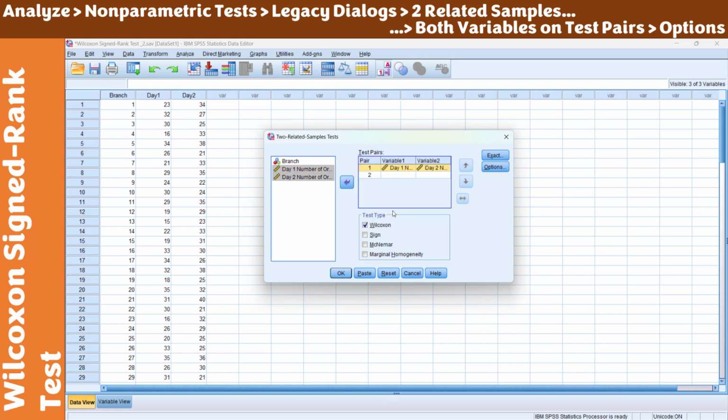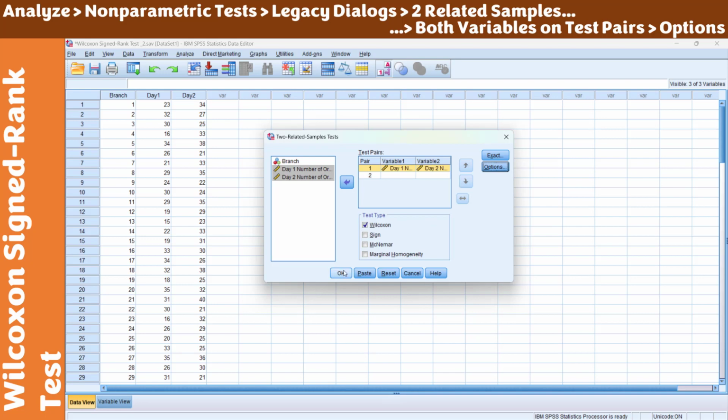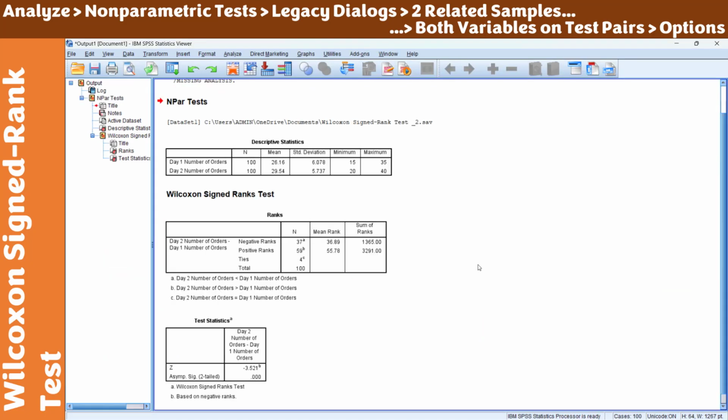Now, take note that our Wilcoxon has already been checked here. Let's just visit Options for descriptives, because we would like descriptives for a better explanation and interpretation later. So check Descriptive, click Continue, and now you're ready to click OK. Once you click OK, you will see these results. You'll have 3 tables.